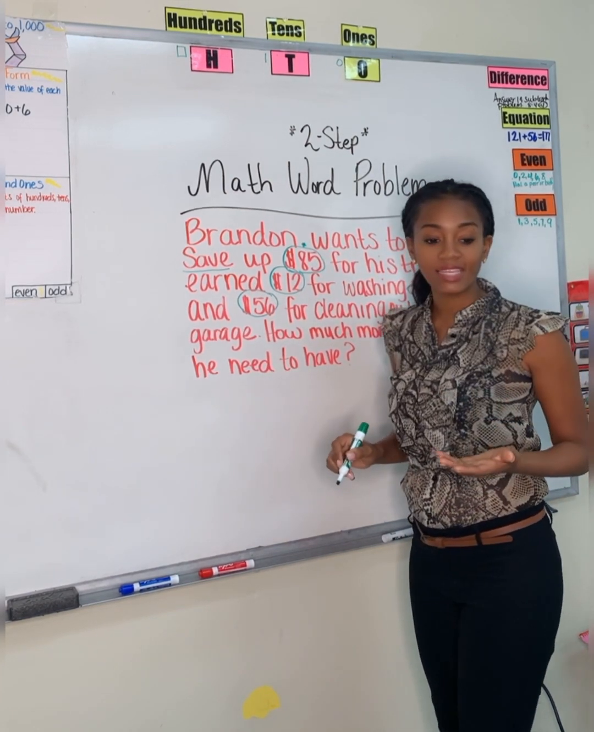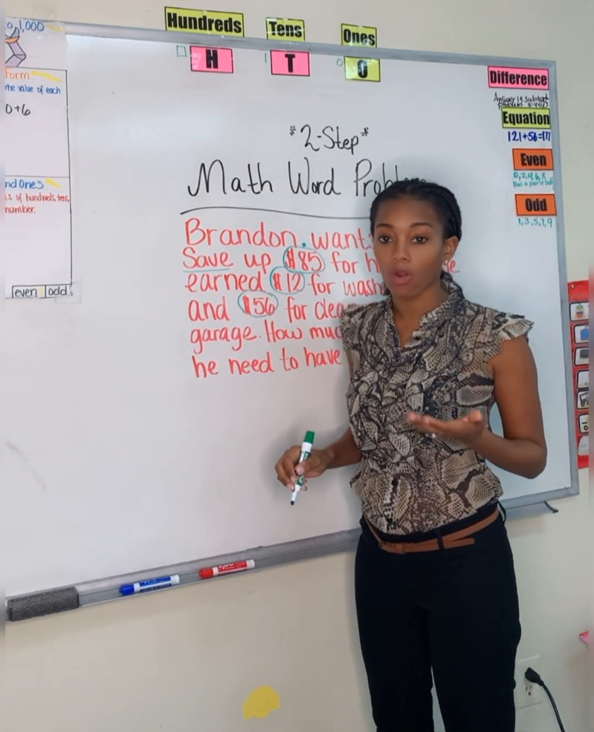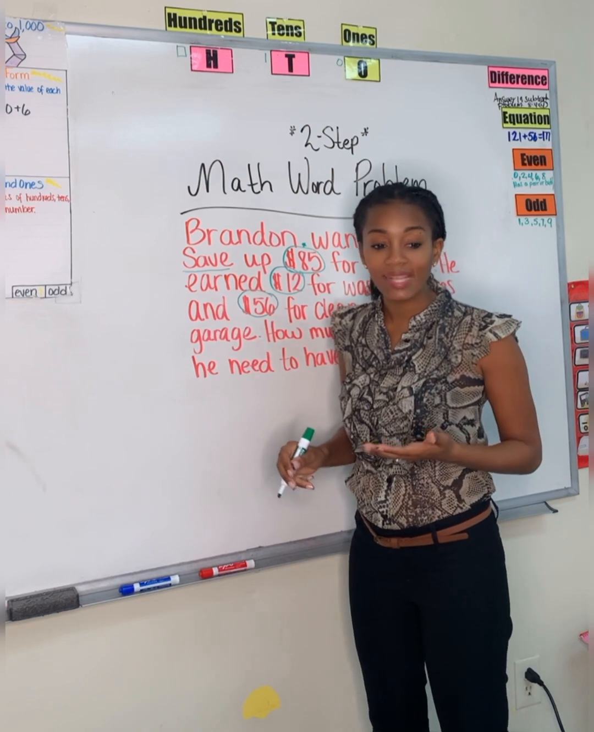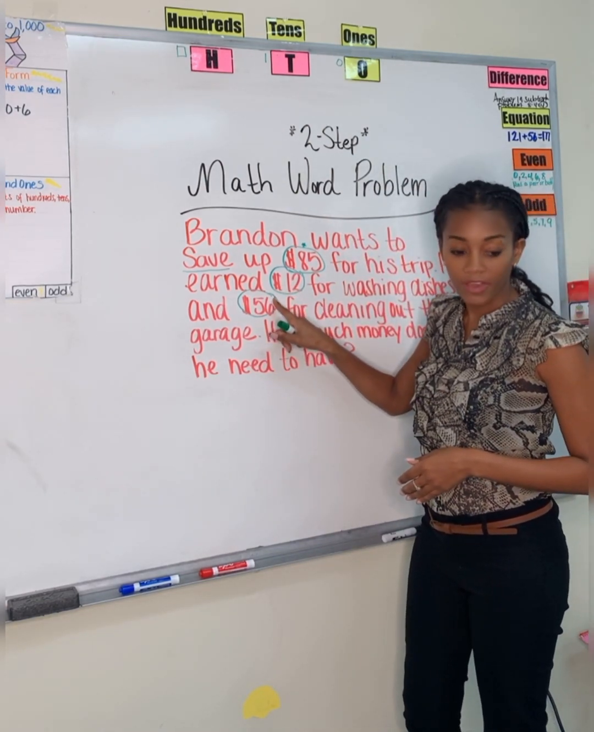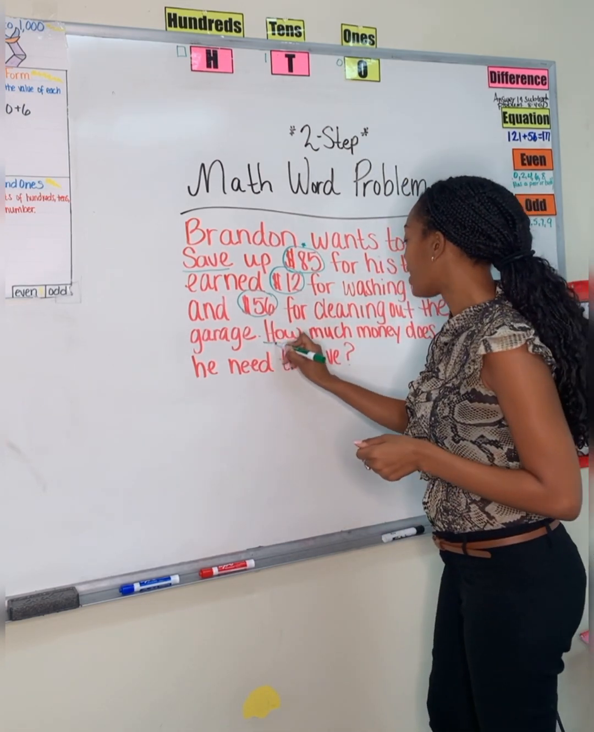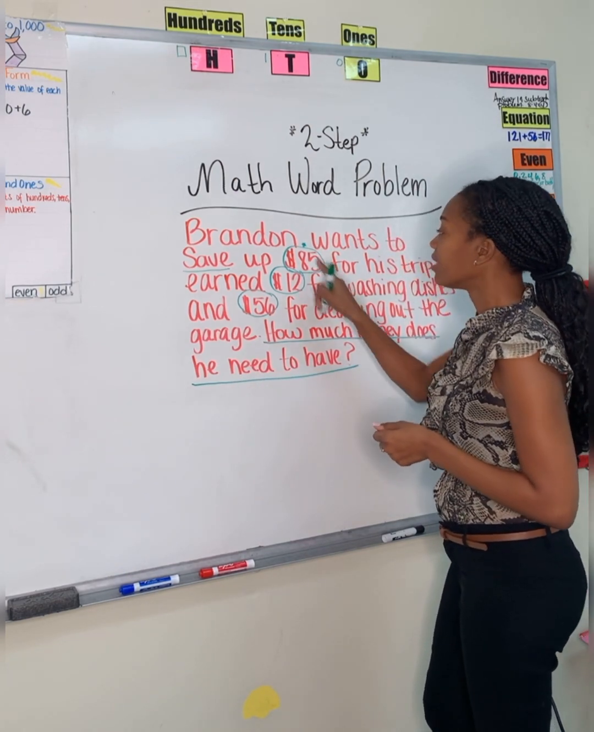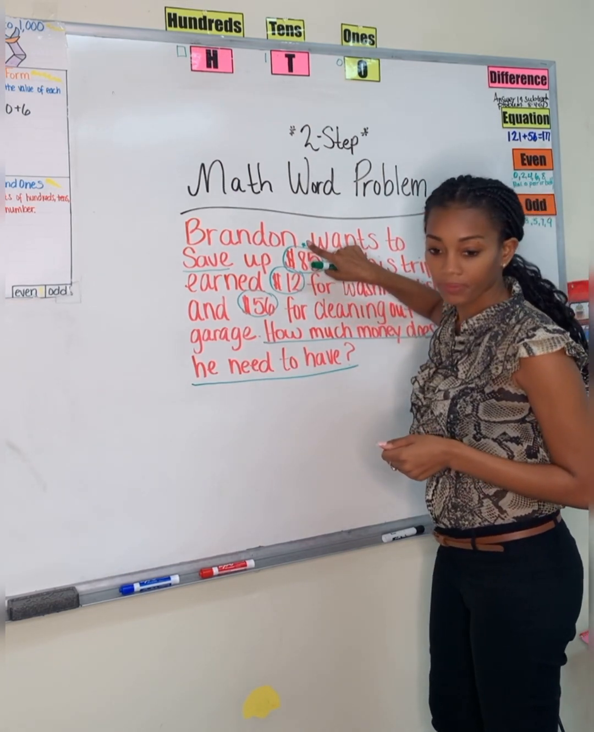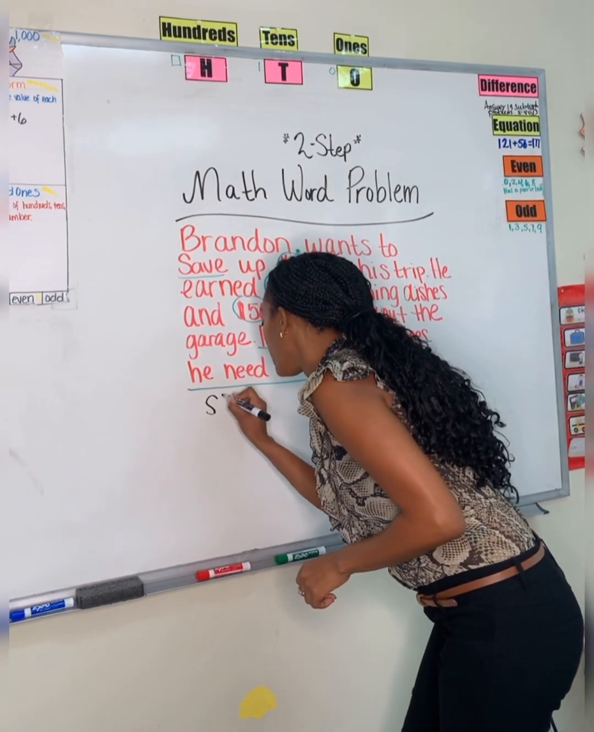So the first thing that we have to do is look at the money that he has already earned. And it says that he earned what? $12 and $56. Then we look at our question. How much money does he need to have, again, to get to what? $85.